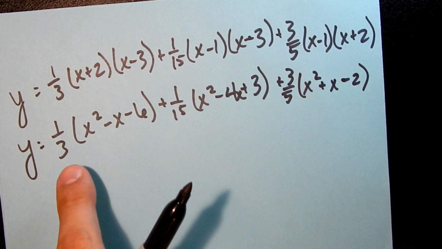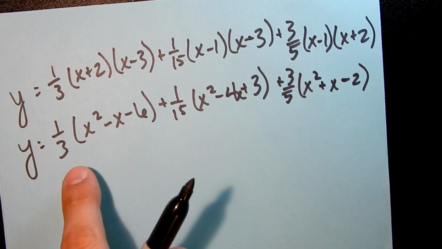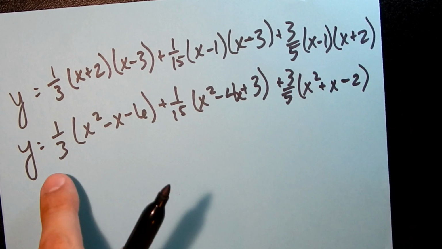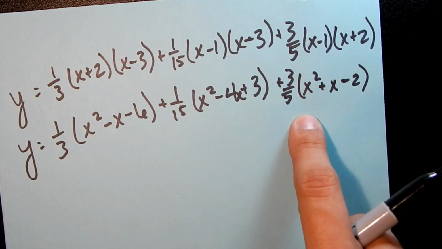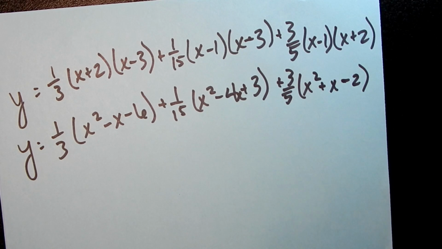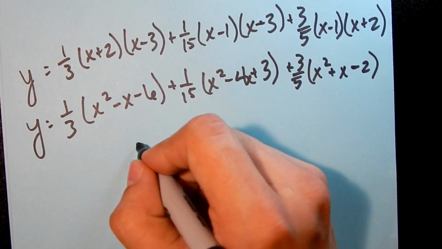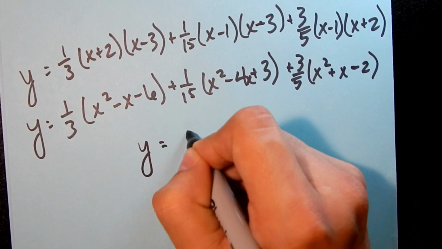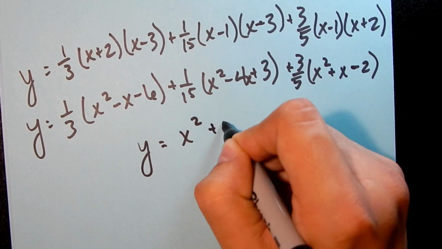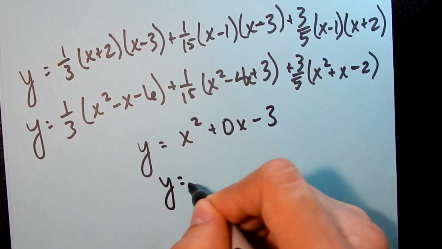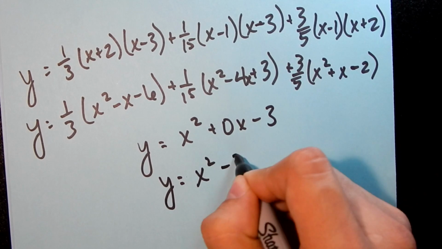Okay, so once we have something like this, we can do our distributive property, and we can kind of crank this down. You'll have to do some fraction things, finding common denominators and all that fun stuff. But once you crank this out, what you end up with, because I'm a math teacher type guy, so I'm going to skip some steps here, you end up with something like this. y equals x squared plus 0x minus 3. Or we could just say y equals x squared minus 3.